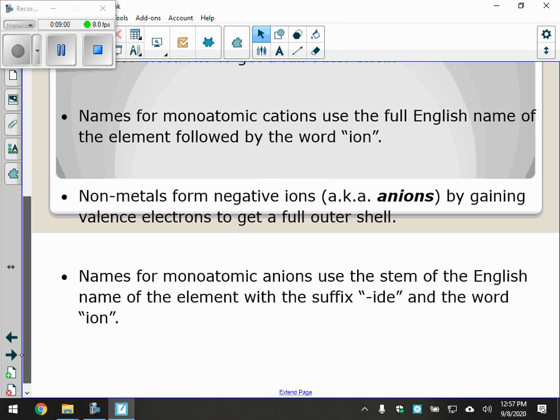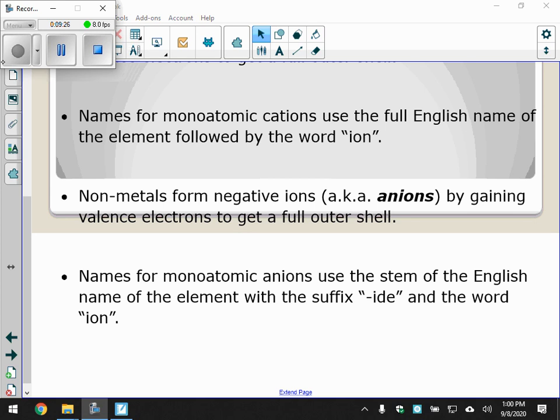Okay, there's the rest. So for nonmetals, they form negative ions, also known as anions, and they gain valence electrons to fill their outside energy level. We drop the ending and put the ending ide on, so bromine becomes bromide, chlorine becomes chloride, sulfur becomes sulfide, et cetera, et cetera.